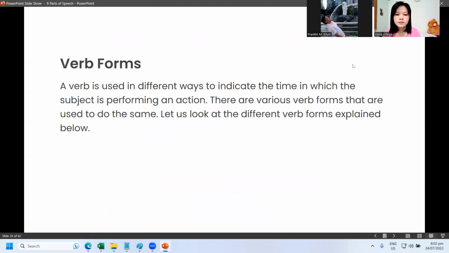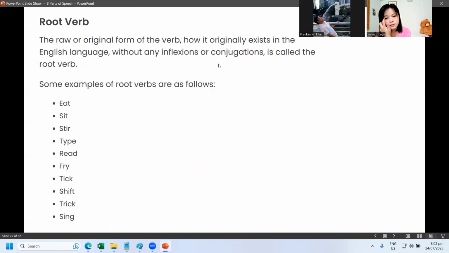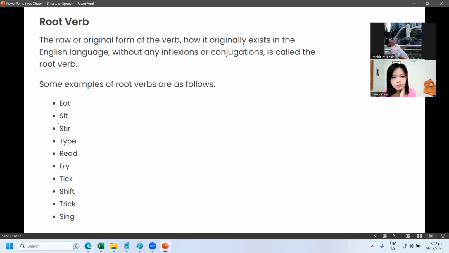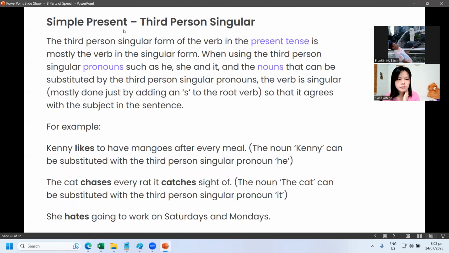Okay, verb forms. I think we discussed part of this one. So root verb, we also discussed this last time. Root verb, that's the main verb or the main word, meaning there's no change. That's the original form. The root verb is called the original form.